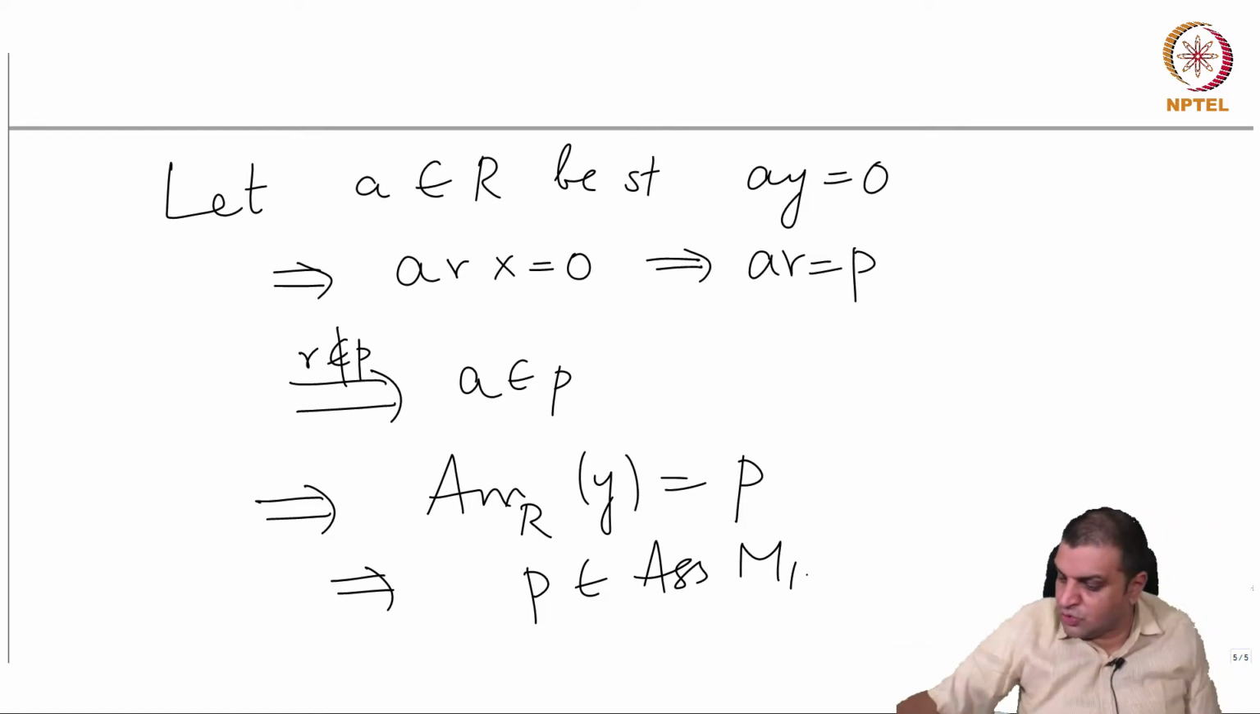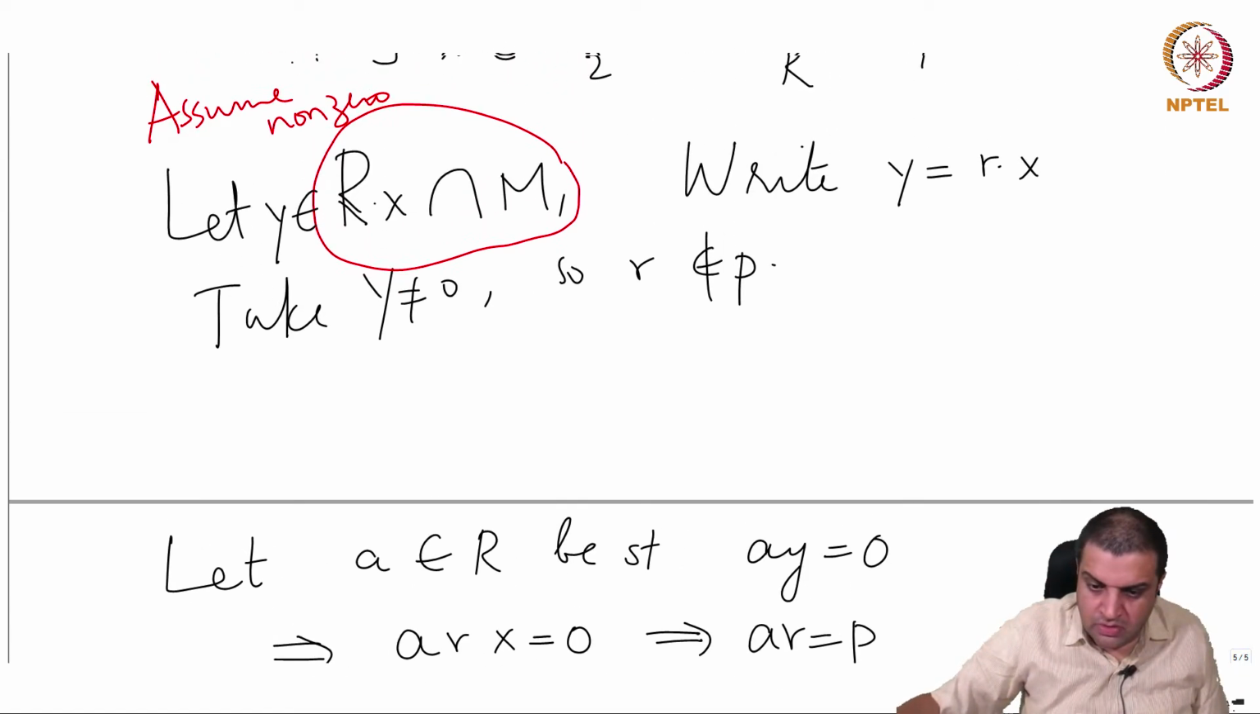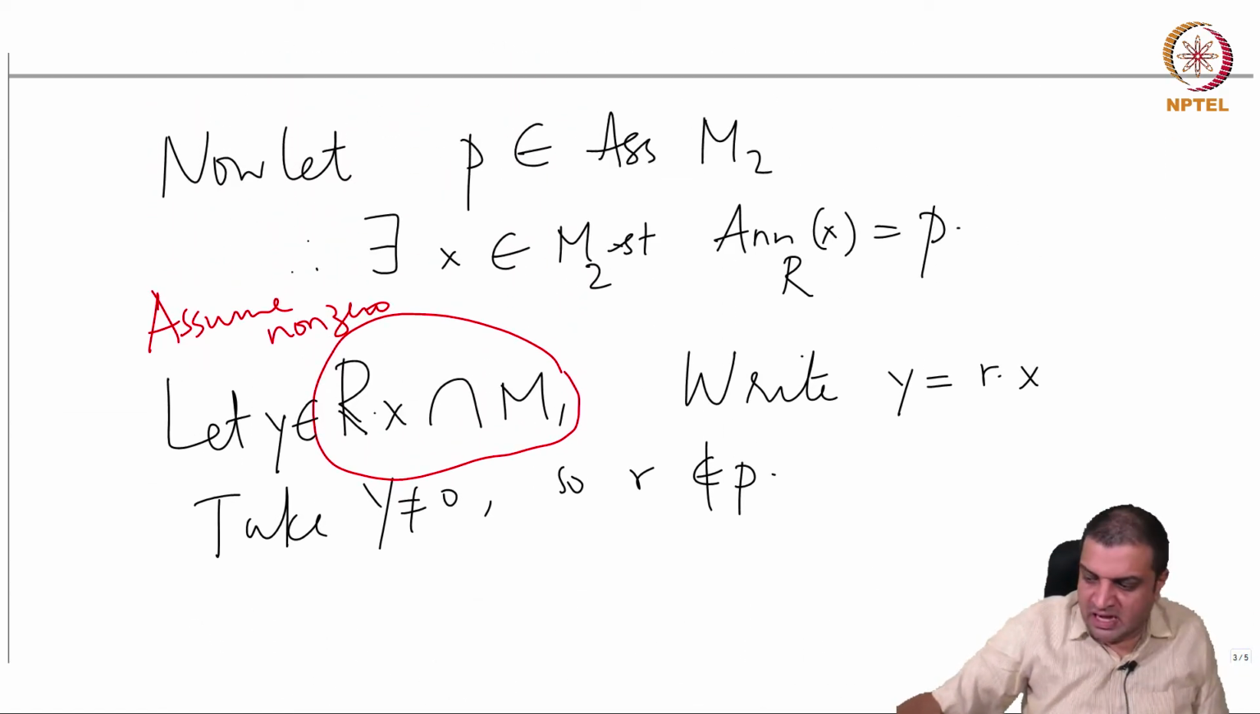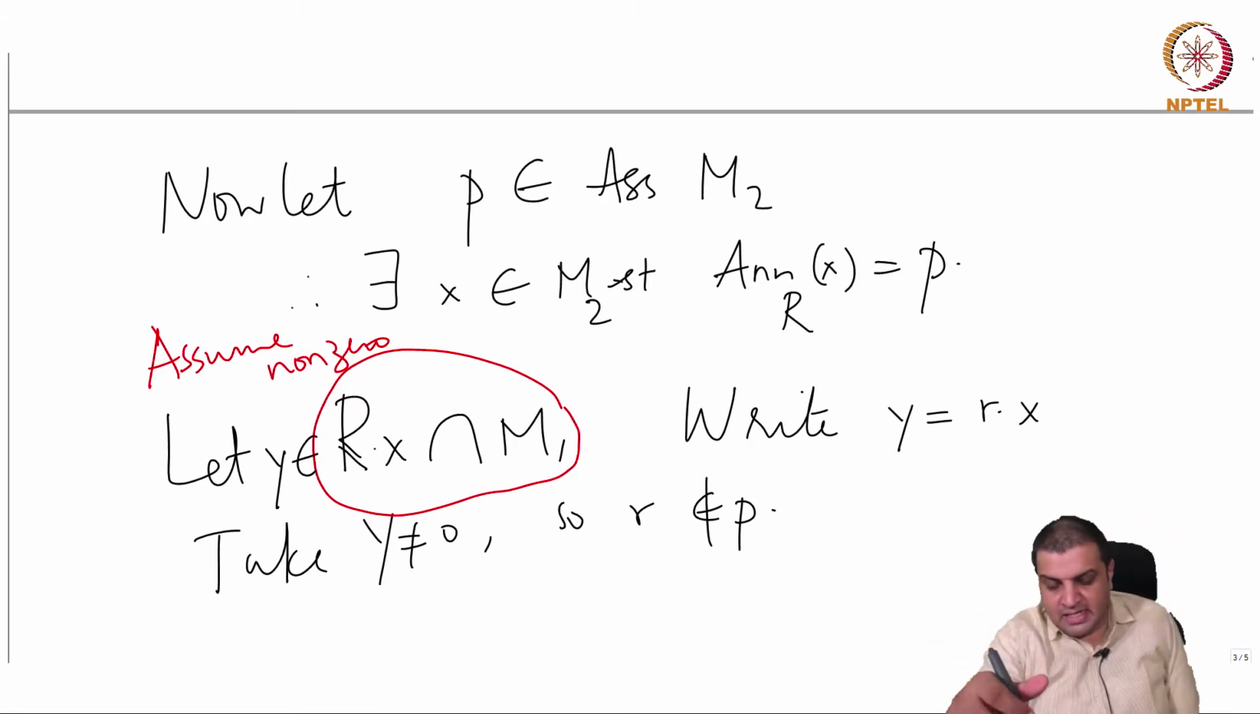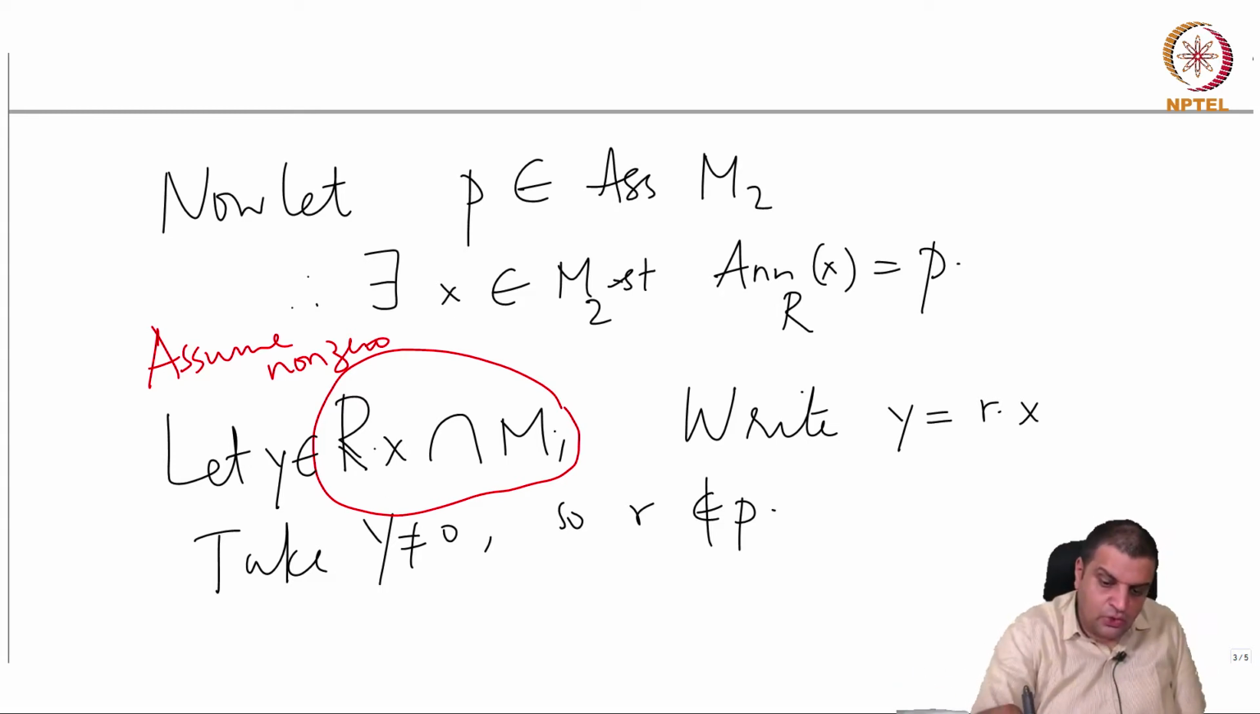Okay. So let's just go over this proof. What does this half of the proof say? It says that if P is associated to M2 and x is an element whose annihilator is P, if this intersection is non-zero, then P is also associated to M1. That's what this argument says.